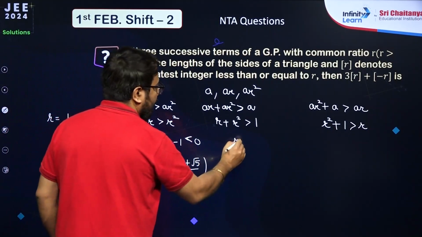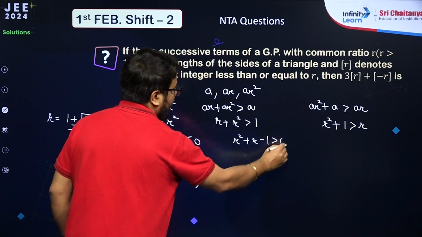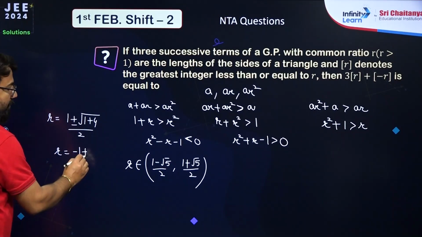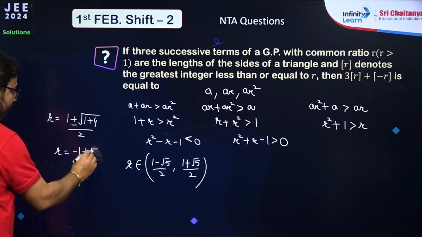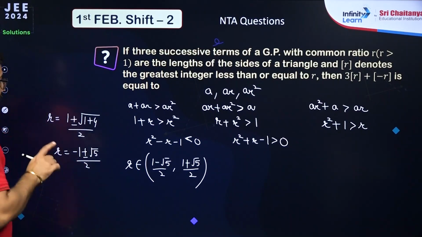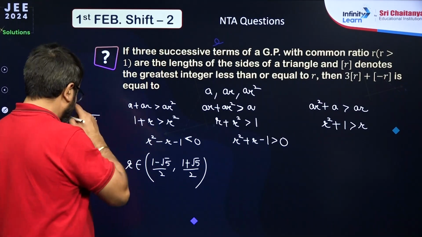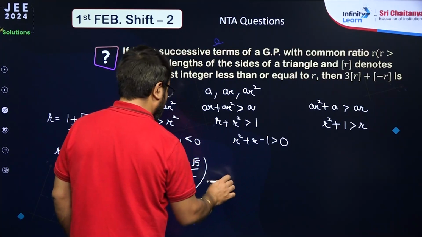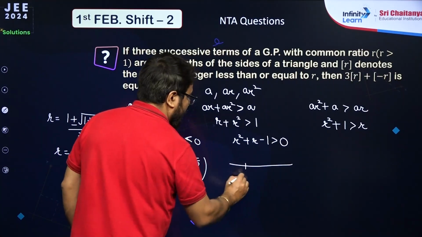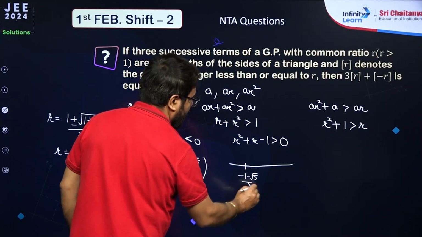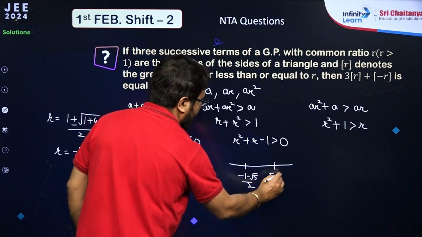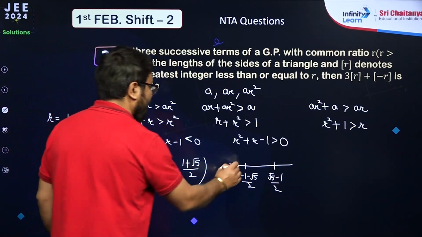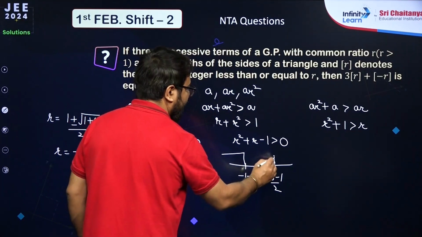Here it is R square plus R minus 1 greater than 0. So from there I can get minus 1 plus minus square root of B square minus 4AC over 2A. So that will be minus 1 minus root 5 upon 2 and minus 1 plus root 5 upon 2. So we are getting two different answers from here: minus 1 minus root 5 upon 2 and root 5 minus 1 upon 2. In between there is 0. Is 0 satisfying? No, 0 is not satisfying. So this is the interval that is being given here.